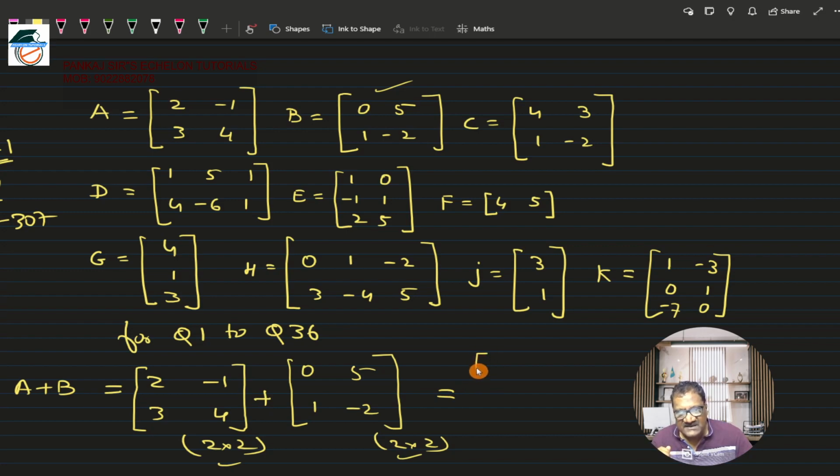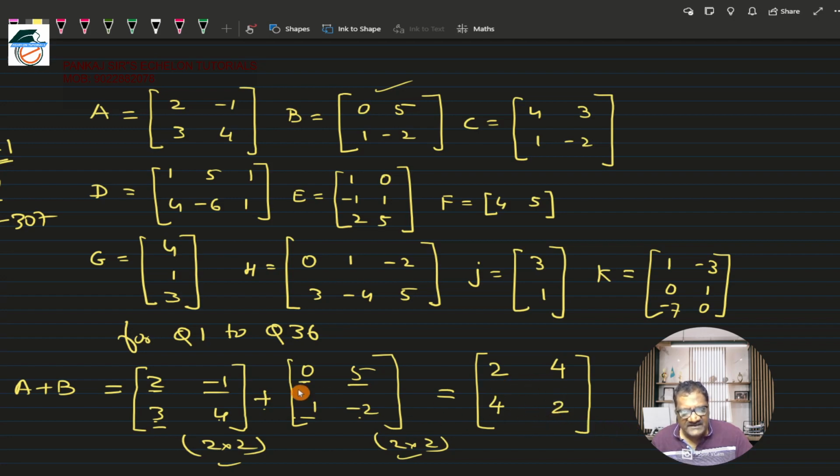Okay, so the resultant of this addition will be a new matrix, and the new matrix we get by adding the corresponding elements. So this 2 and this 0, 2 plus 0, you have to write here 2. Then minus 1 plus 5. Minus 1 plus 5 is 4. That you have to write here. Then 3 and 1. 3 plus 1 is how much? 4. So you have to write that 4 over here. And then 4 plus minus 2. 4 plus minus 2 is 4 minus 2. That is 2. That 2 you have to write here.